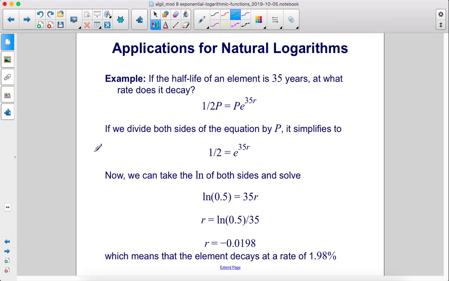If we divide both sides of the equation by p, it simplifies to 1/2 equals e to the 35r power. Now we can take the natural log of both sides, that cancels out, and we solve. The natural log of 0.5 equals 35r. Then solve for r, plug this in your calculator, and we get r equals negative 0.0198, which means that the element decays at a rate of 1.98%.